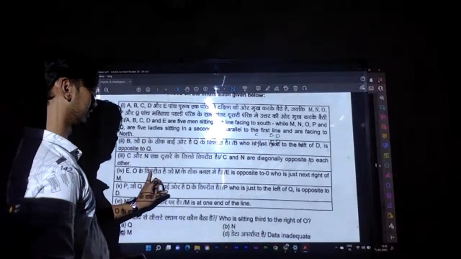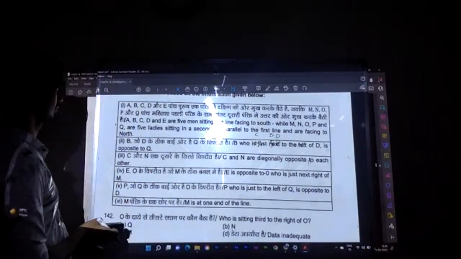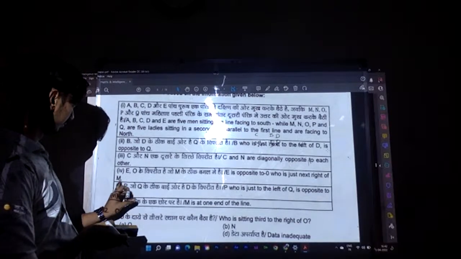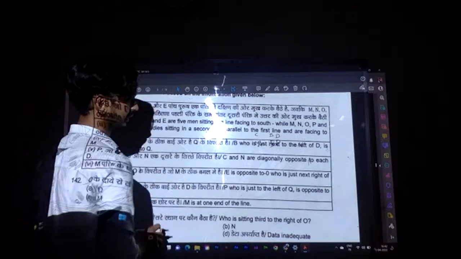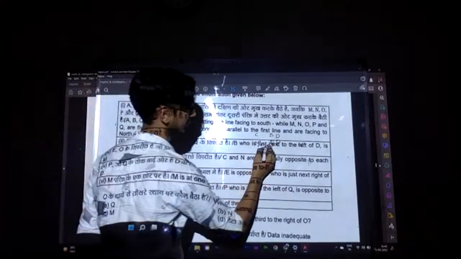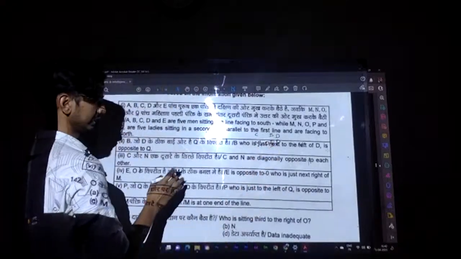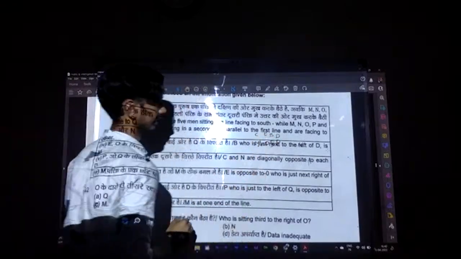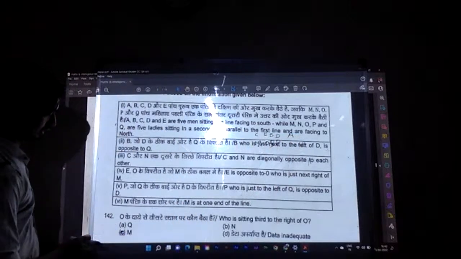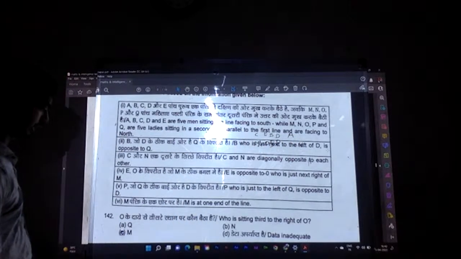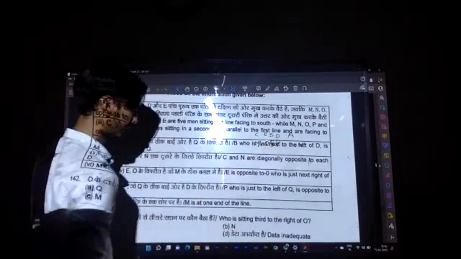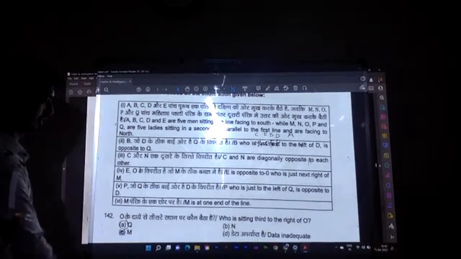Now when you come to this question again, E is opposite to O and next right to M, which means that the letter O will be here, and E is opposite, so E will come here, and the last letter will come here. Now we have to look at question number 142. Who is sitting at the right of O? This will be the letter Q. So the answer is option A.